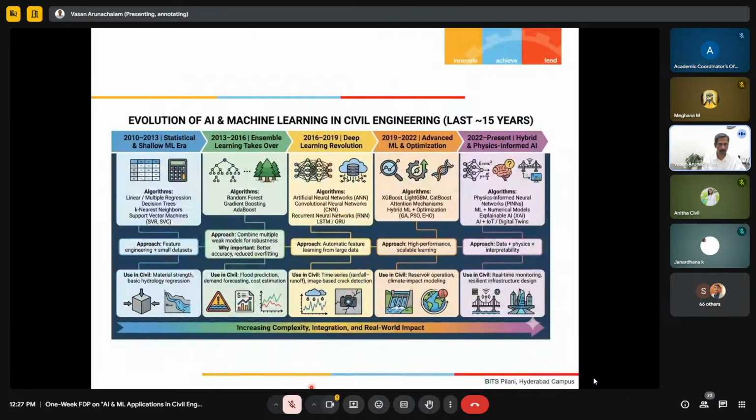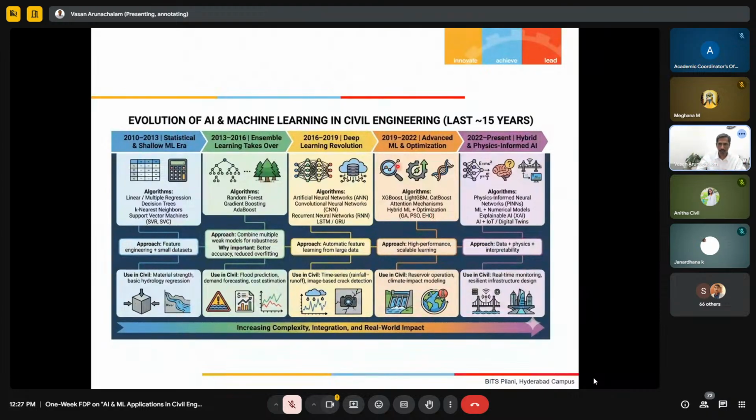So if you see this part, people started off with the statistical era from 2010 to 13, then various algorithms like random forest, gradient boosting, AdaBoost and all these were there. Ensemble learning was taking over till 16. Then deep learning methods like CNN, LSTM and RNN took over. And of late, XGBoost and all these boosting methods have been doing exceptionally well with the use of these optimization techniques for hyperparameter tuning.